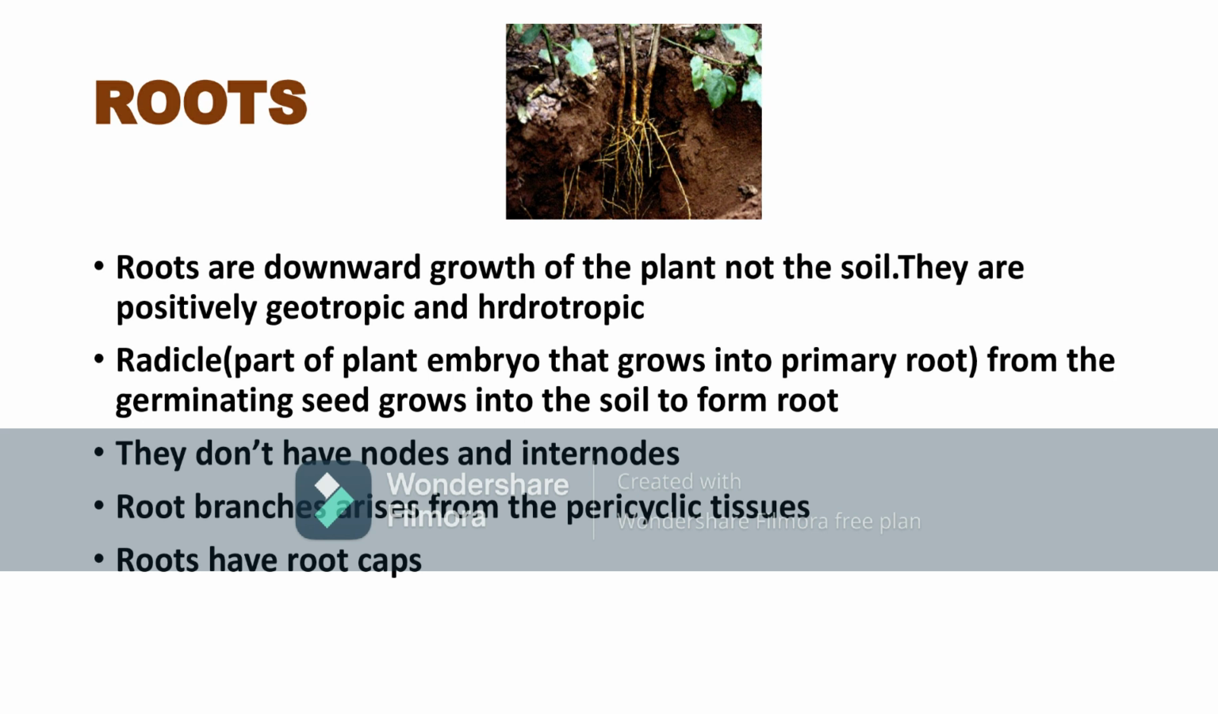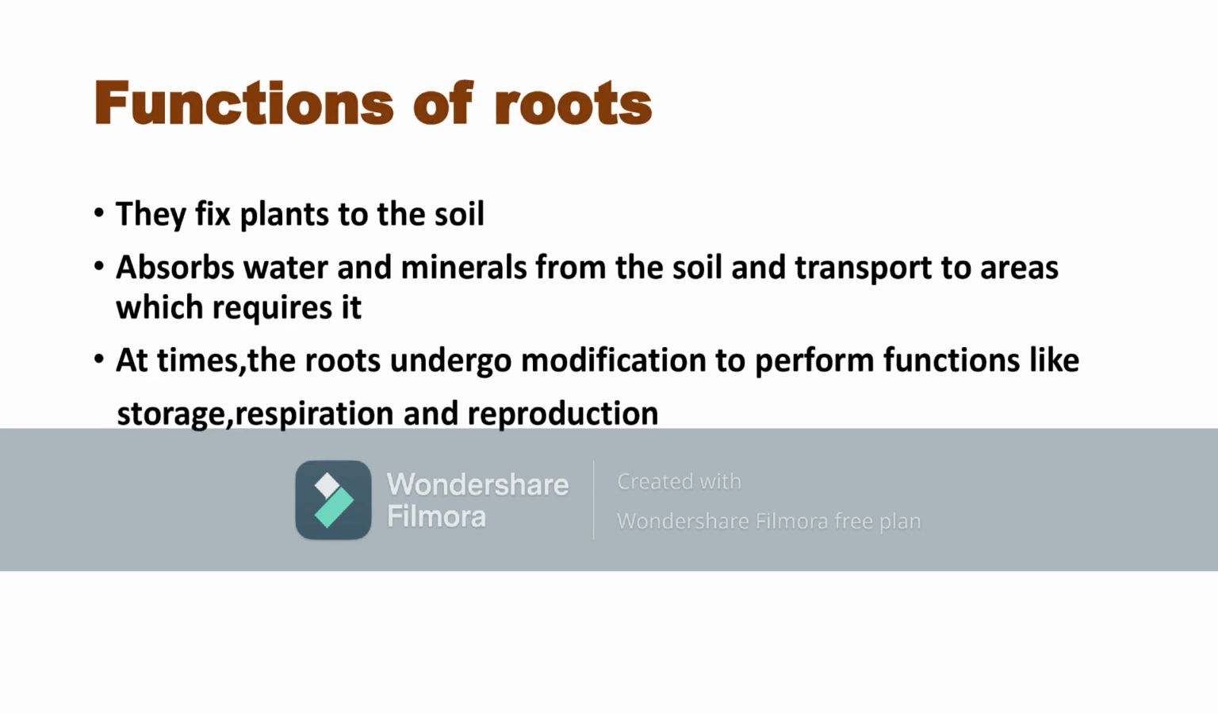Roots are the downward growth of the plant into the soil. They are positively geotropic and hydrotropic. The radicle from the germinating seed grows into the soil to form the root. They don't have nodes and internodes. Root branches arise from the pericyclic tissues. They have root caps.